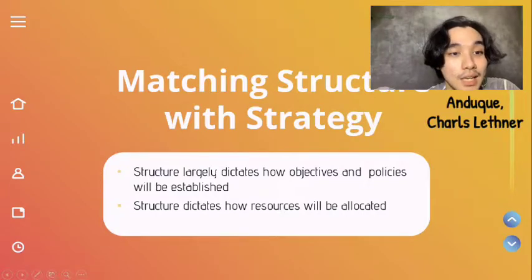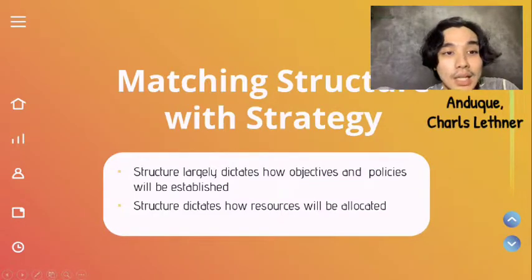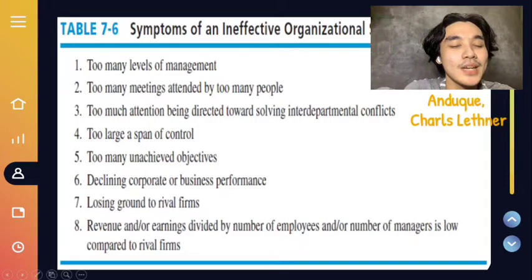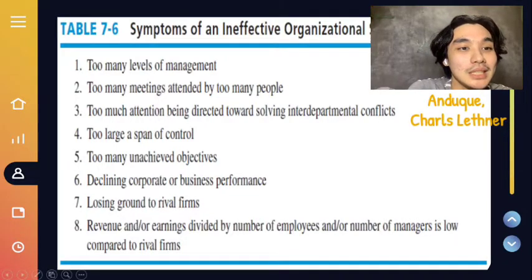Structure largely dictates how objectives and policies will be established, and structure dictates how resources will be allotted. So it is basically a system that outlines the activities to be directed and to be allotted in order to achieve the goals or the objectives of the organization. So here are some of the symptoms of an ineffective organizational structure: too many levels of management, too many meetings attended by too many people, too large a span of control, too many unachievable objectives, losing ground to rival firms, and many more. These are just some of the symptoms.